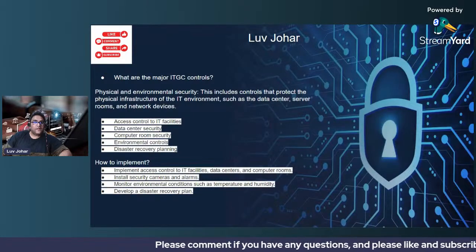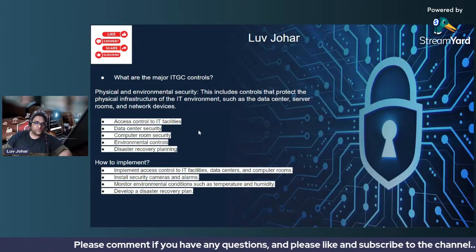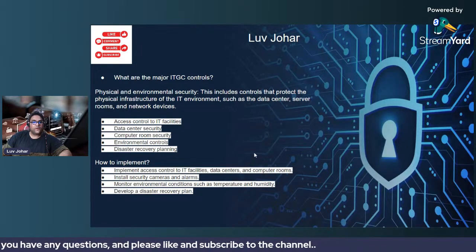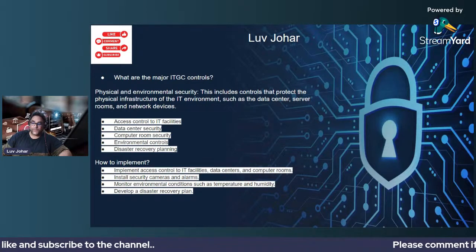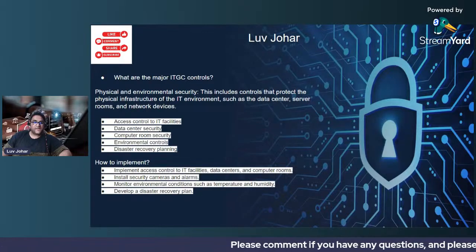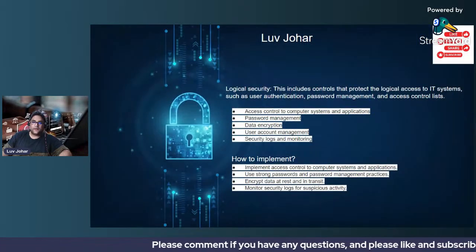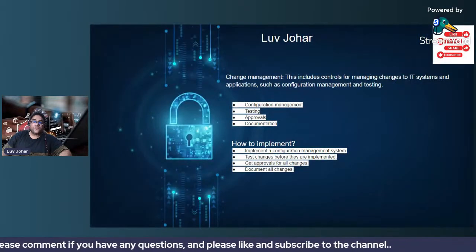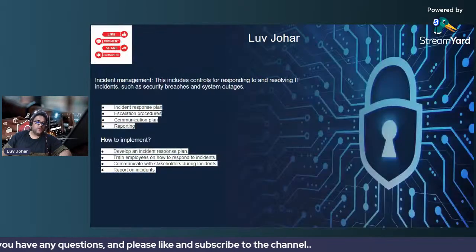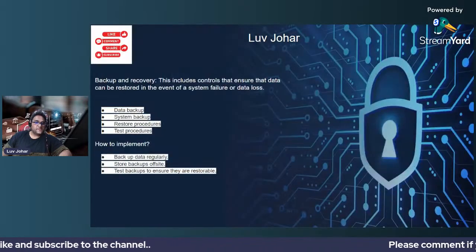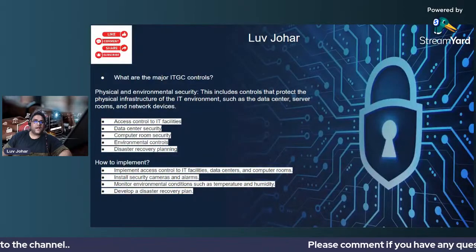Then what are the different ITGC controls? First of all, we have to understand this. In order to understand ITGC, you have to understand what are the different control categories in ITGC. Okay, I will give you a nutshell before going ahead in detail. You have physical and environmental security, you have logical security, you have backup and recovery, you have change management, very crucial, then you have incident management, then you have information security. These are the different domains of ITGC.